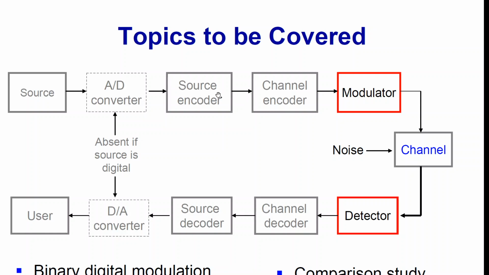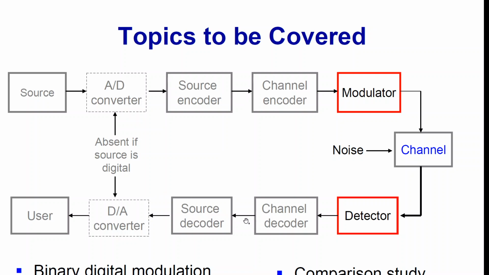Then we have a source encoder and a channel encoder. Those details we will study later. We have a modulator that will do a binary digital modulation or some type of digital modulation. There is noise in the channel, and a detector. This is the receiver side, which will have a channel decoder and source decoder.